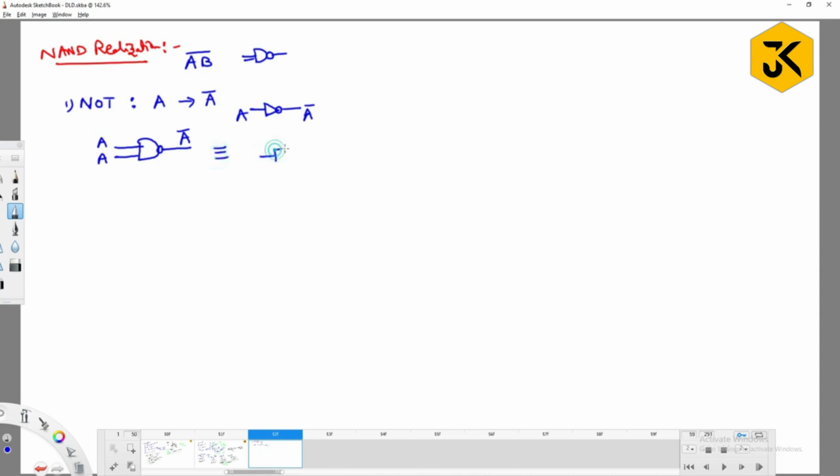So I am trying to modify this structure like this, right? I am going to give A as input. I am going to produce A complement. See, this is the NOT gate representation in terms of NAND gate.